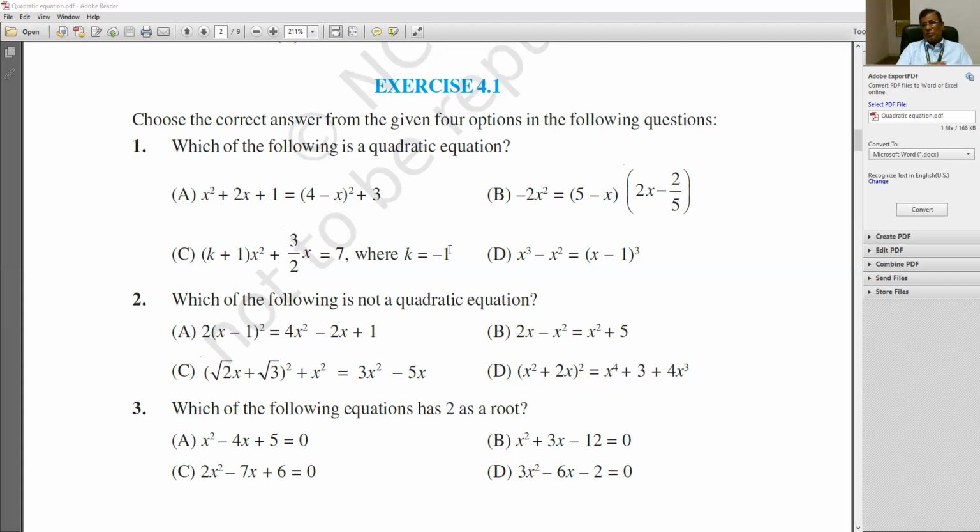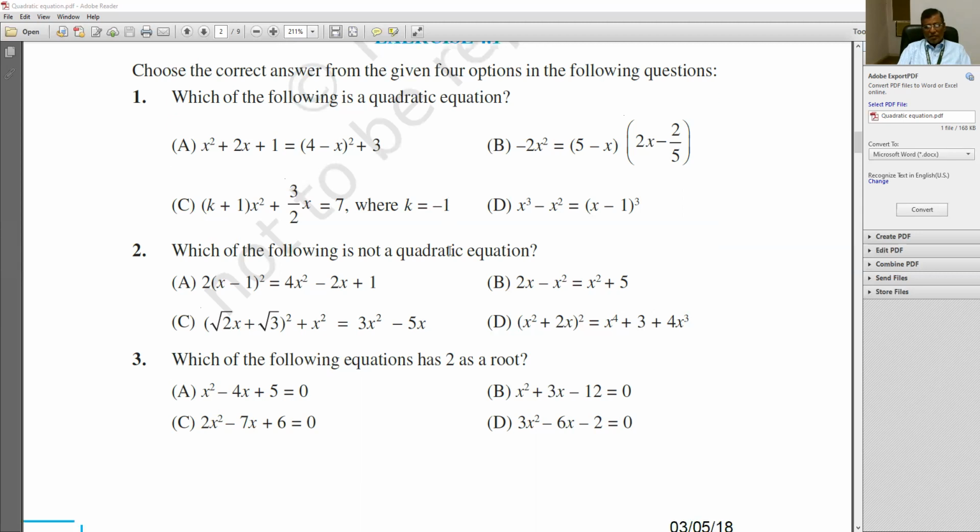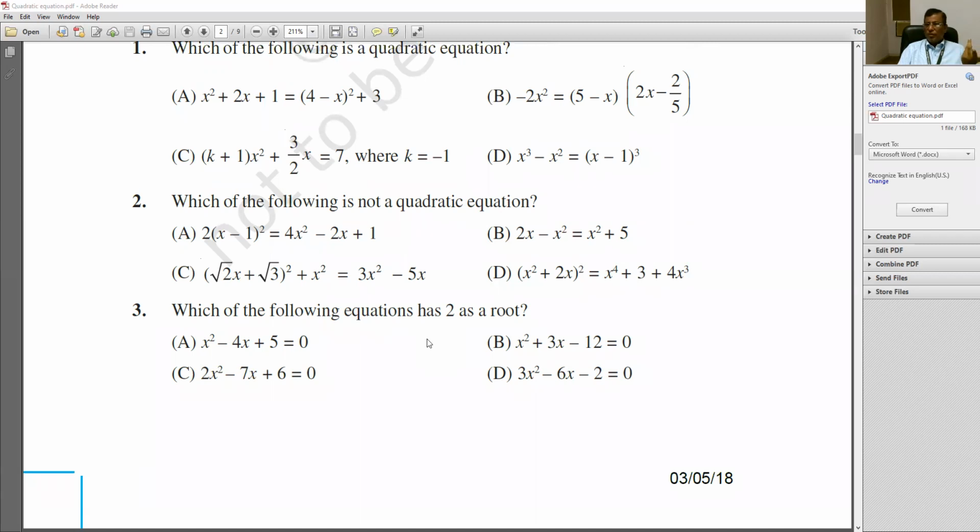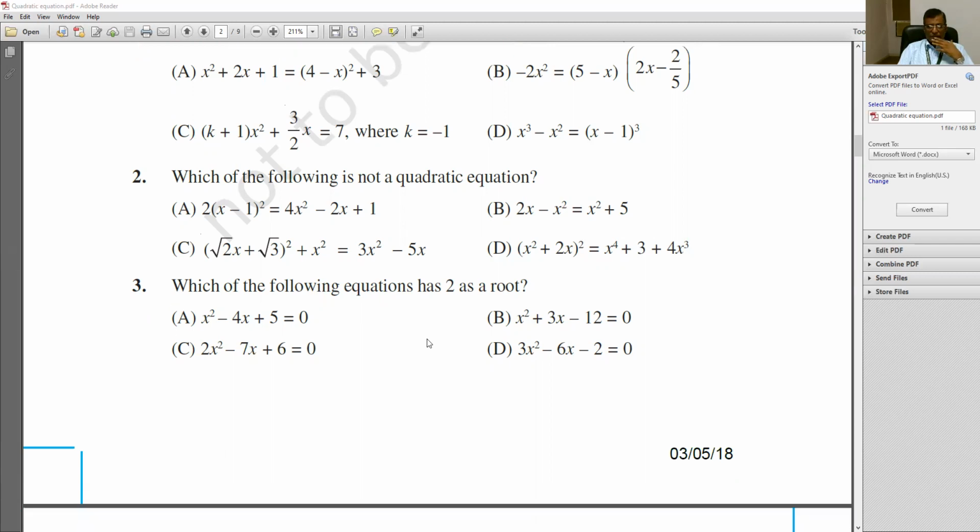So which one is the suitable answer? You have to select, and then you have to write just A, B, C. That is the way of writing the answer. And this is the question: which of the following is not a quadratic equation. Here it was which one is a quadratic equation, here it is which one is not a quadratic equation. The question is the same. You have to adopt the same procedure for the solution of the correct answer.